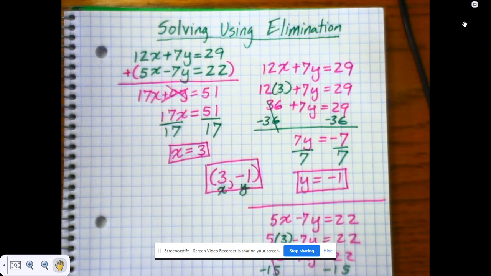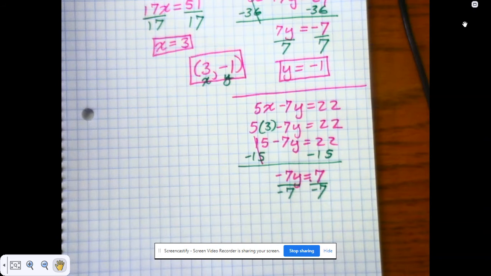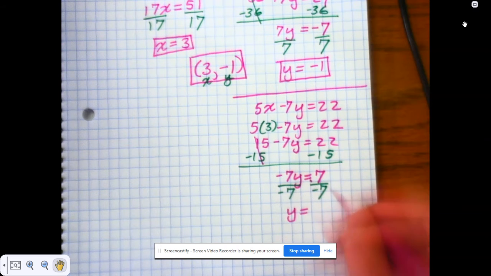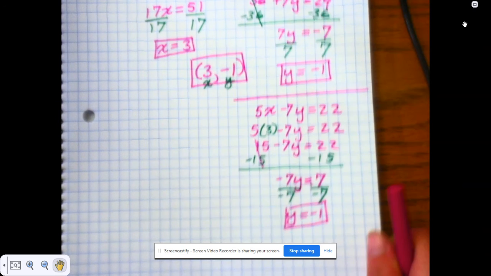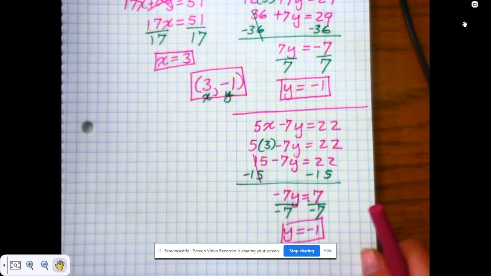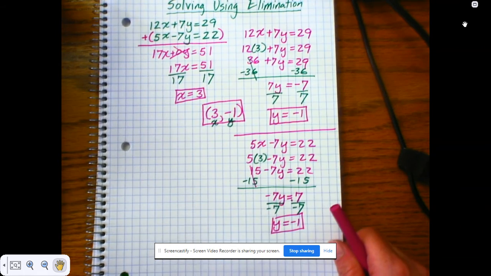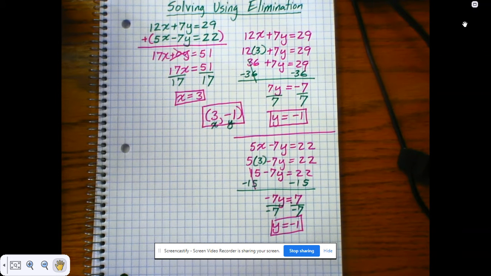I'm going to divide both sides by my -7 so that I can get my y alone. -7y divided by -7 gives me a +1y. And 7 divided by -7 gives me a -1. So you can see no matter which equation I pick, in my system of equations, both of them will get the exact same y value. So when you're solving a system of equations, it doesn't matter which one you use when you find your variable. Okay, so that's one example.